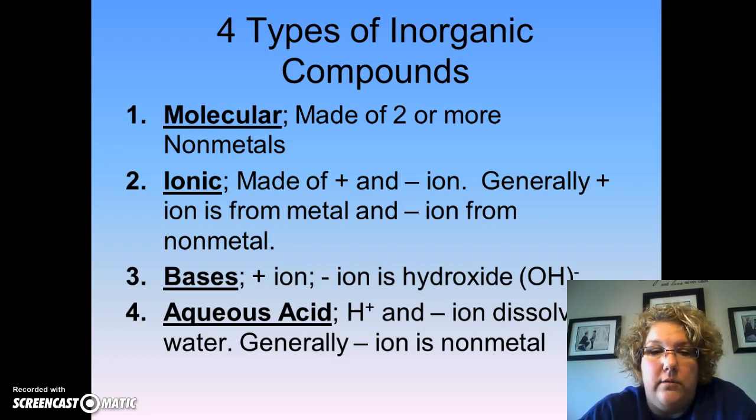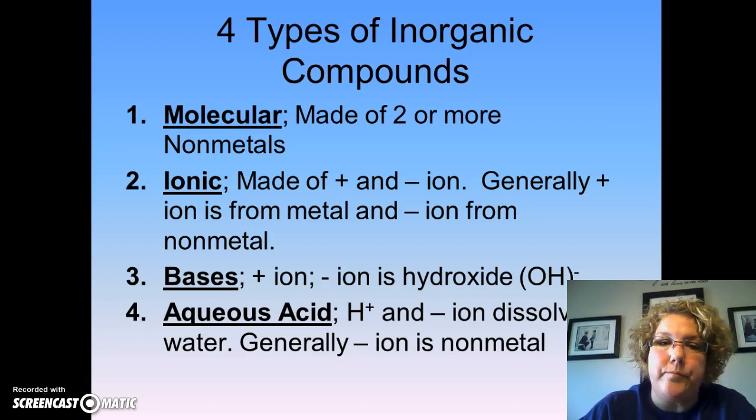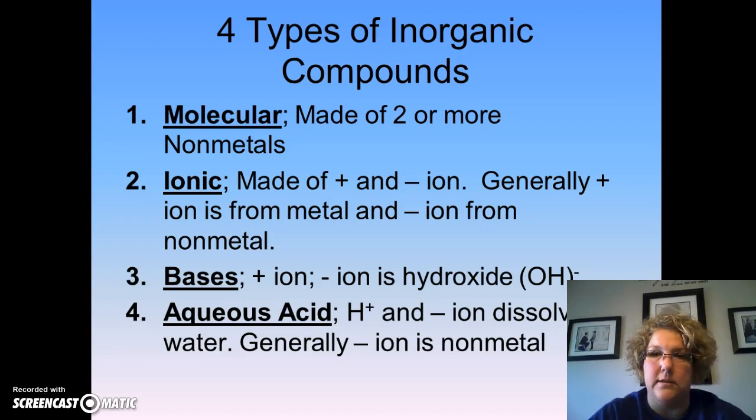Then we've got bases. Those involve a positive ion like sodium and the hydroxide ion, OH negative. So sodium hydroxide is a base, as you already know. And then our aqueous acids are simply compounds that contain H plus and some kind of negative ion that's usually a nonmetal like Cl, so HCl, hydrochloric acid. So those are the 4 types of substances we're going to talk about dissolving in water. Covalent, molecular, ionic, and then acids and bases.